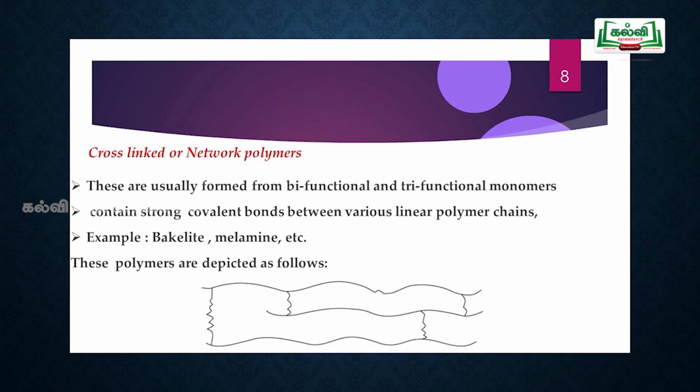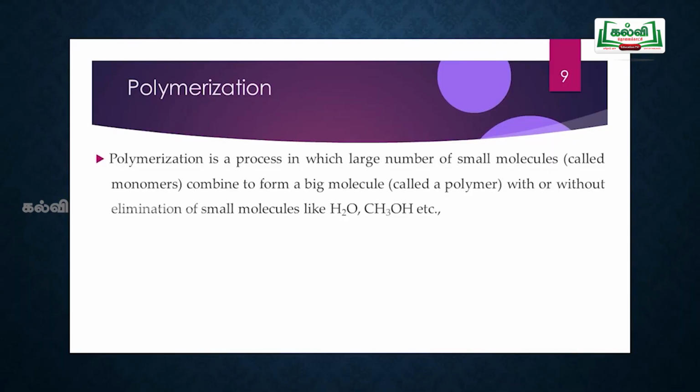So look at this. One classification is based on source: natural polymer, semi-synthetic, synthetic. Another classification is based on structure. Based on the structure, we have linear polymer, branched polymer, cross-linked polymer. Okay. And one more classification is based on mode of polymerization.